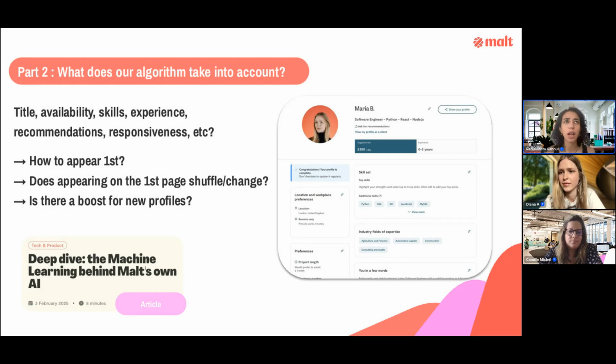Just like the profile picture, having more humans is super reassuring for clients to know how to work with this person.